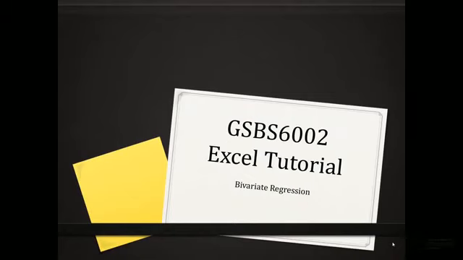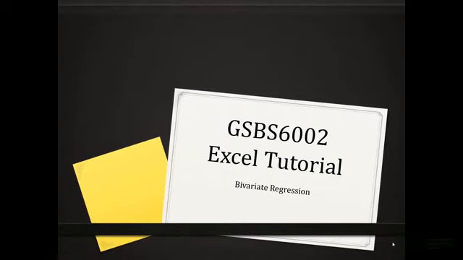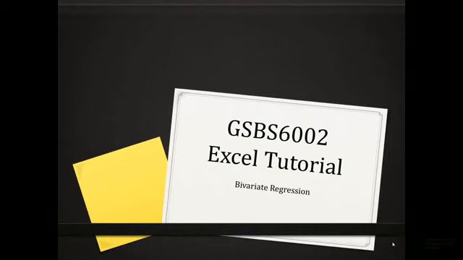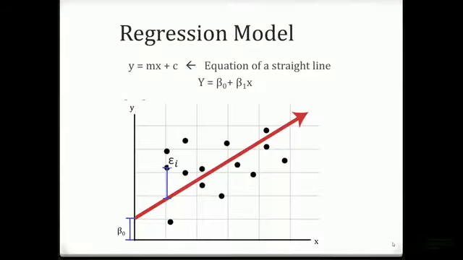The bivariate regression is a test for association that we carry out when we are testing to see whether there is a relationship between two variables. We call those two variables y and x, which are the dependent variable and the independent variable respectively. Before we jump into Excel and have a look at how to perform this test, let's just have a quick diagram as to what the regression model is all about.